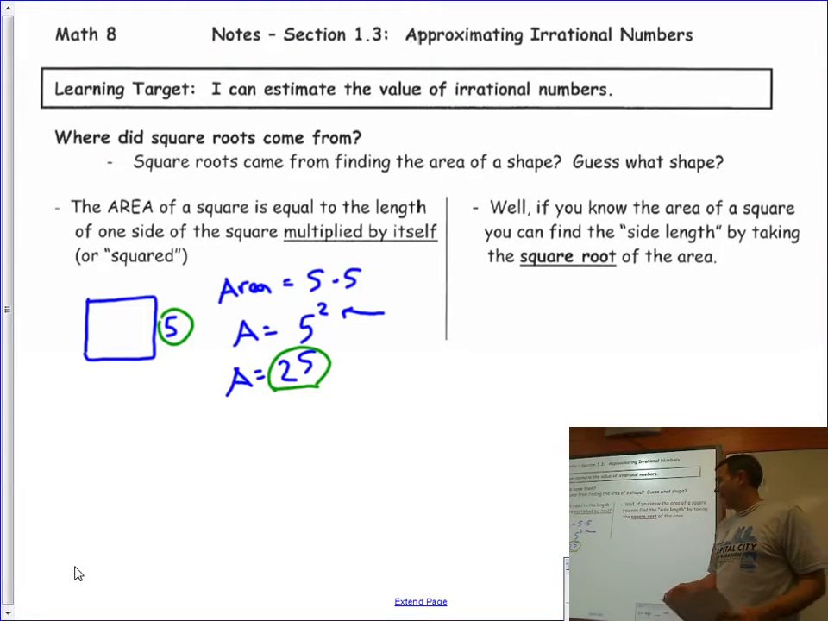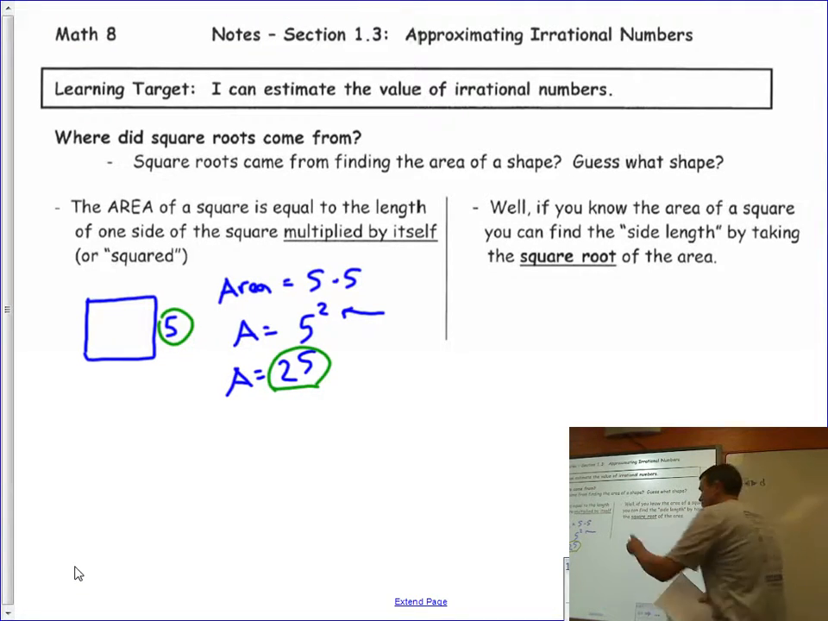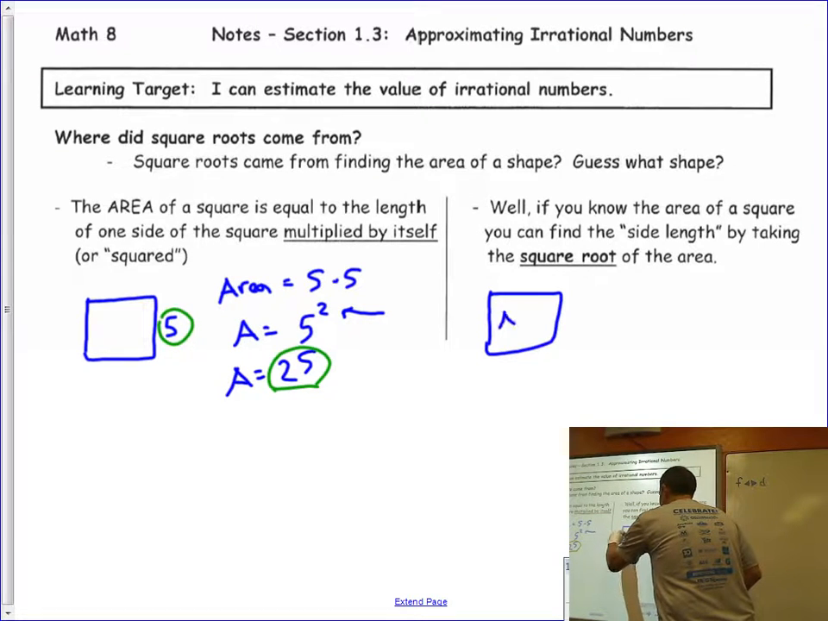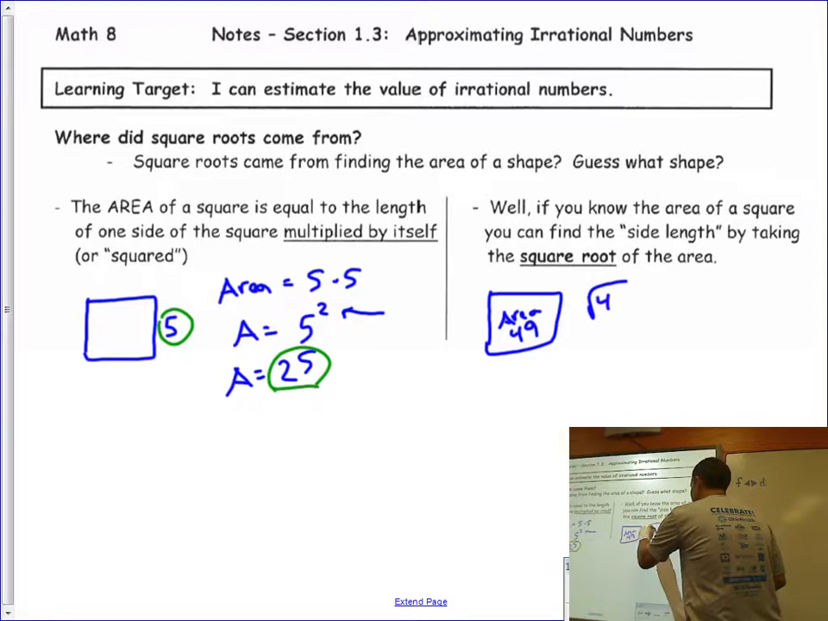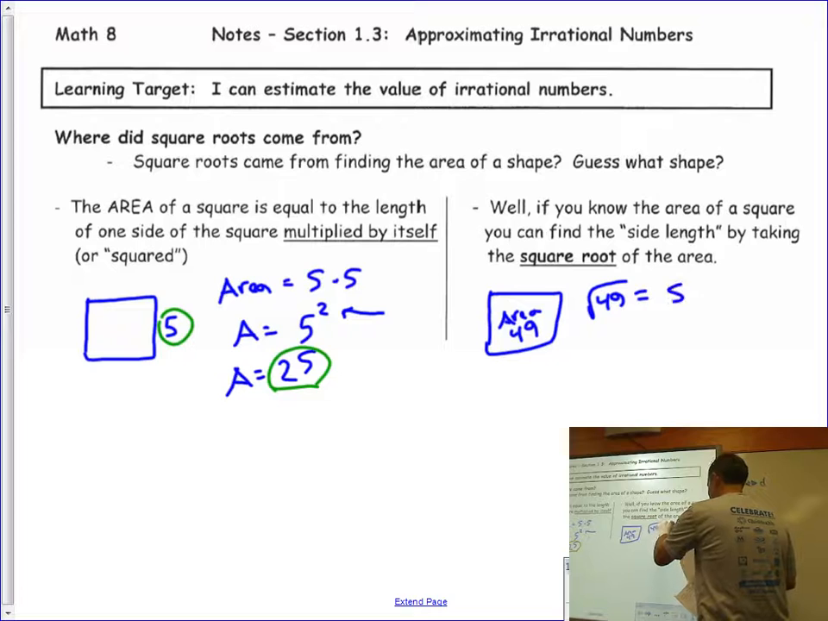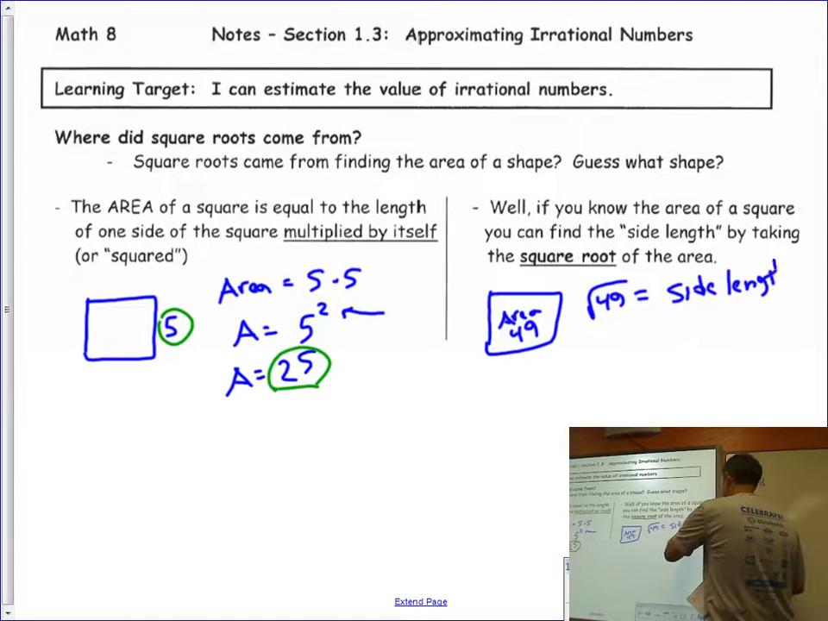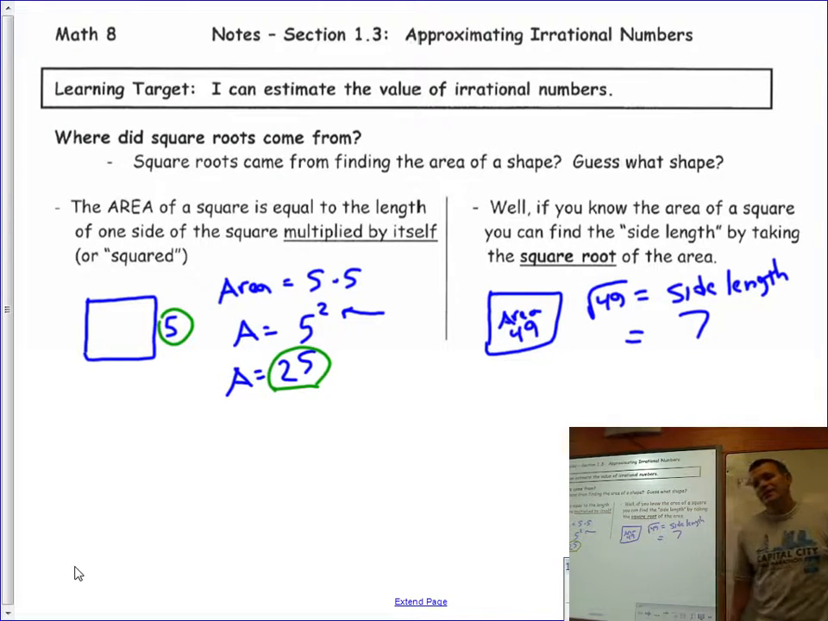If you know the area of a square, you can find the side length by reversing the squaring, and let's take the square root. So if I have a square whose area is 49, I can find the side length by taking the square root of the area. All right? The function square root finds a number that when multiplied by itself equals the original number. All right, that's where squares and square roots originated from and why they're called squares and square roots.